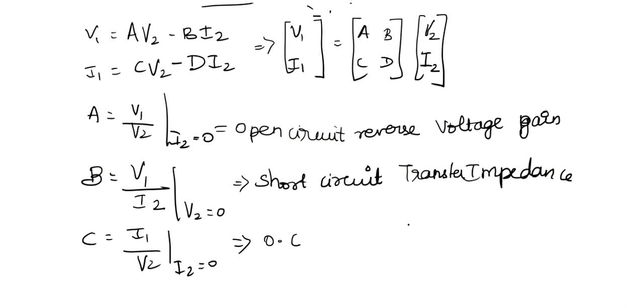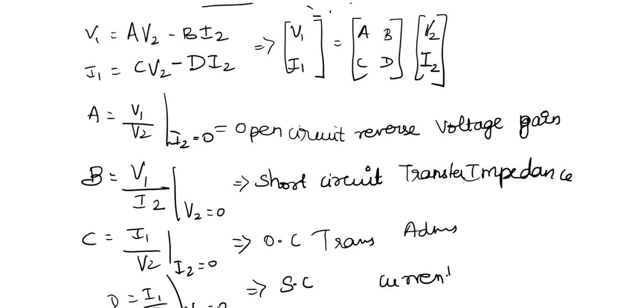I1 by V2 is an admittance, and the 2 to 1 transfer admittance. And the final last equation, D, will be equal to, see, your left hand side will be I1, the partner of D is I2, so therefore I1 by I2, by making V2 equal to 0. The answer is it constitutes current gain. I1 by I2 is the current gain. Actual gain is output by input, that is 2 by 1, but it is 1 by 2. So therefore it is a reverse current gain.